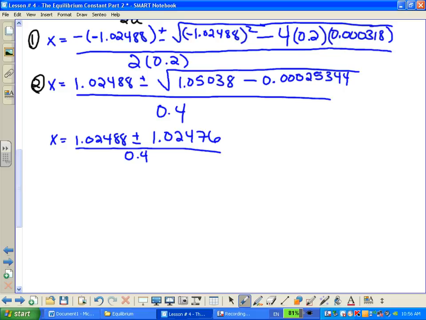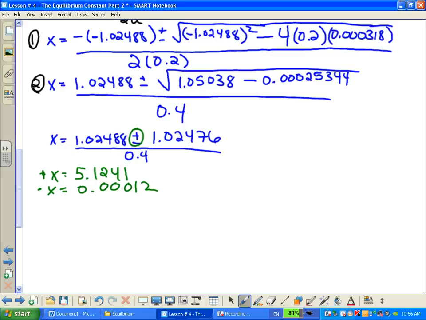So now you have to take two x values. Because I have the plus and the minus here, that's going to give me both values. So I have to find an x for both the positive and the negative. If I find the positive x, I'm going to put 1.02488 plus 1.02476 and divide it by 0.4, I end up with a value of 5.1241. If I take the negative x, so I do 1.02488 subtract 1.02476, and then I divide that by 0.4, I end up with a value of 0.00012.